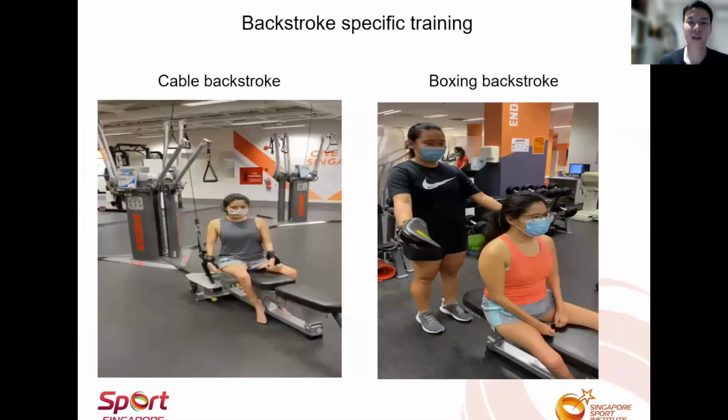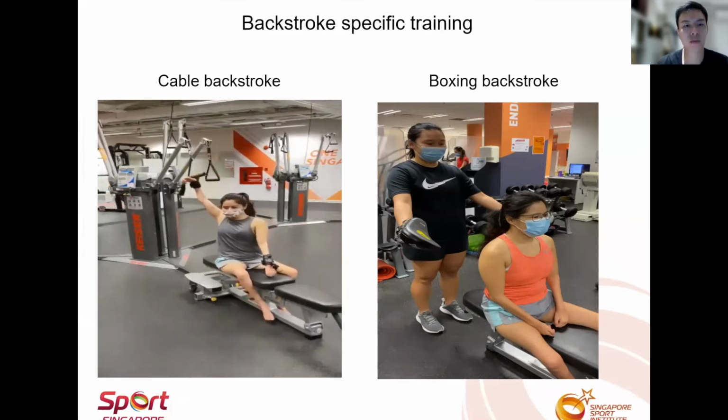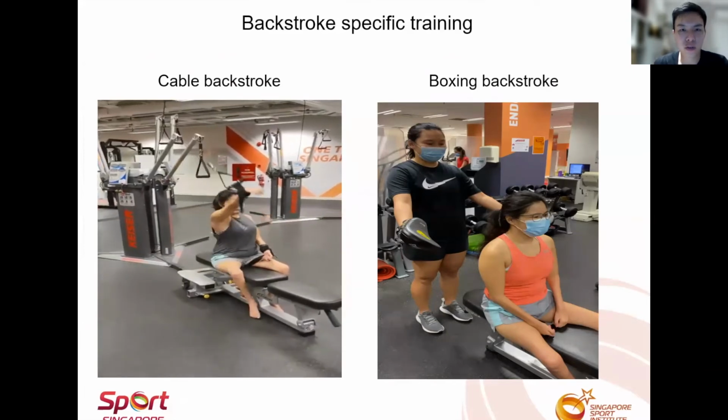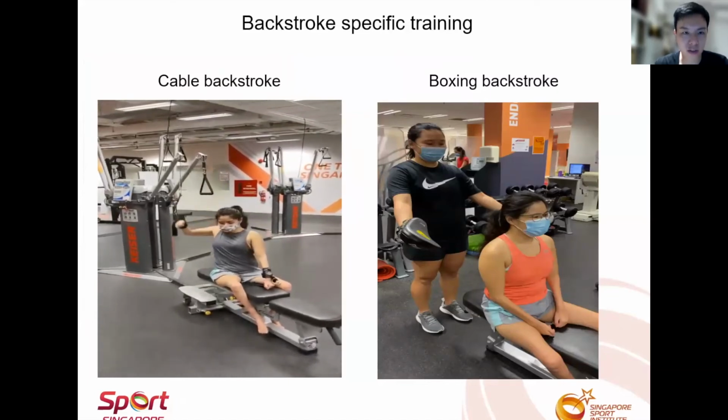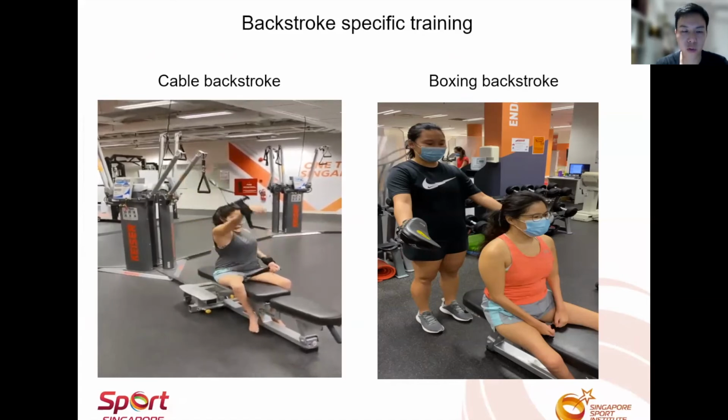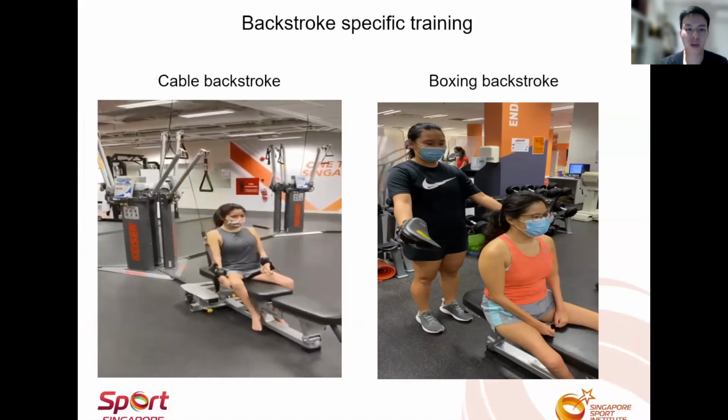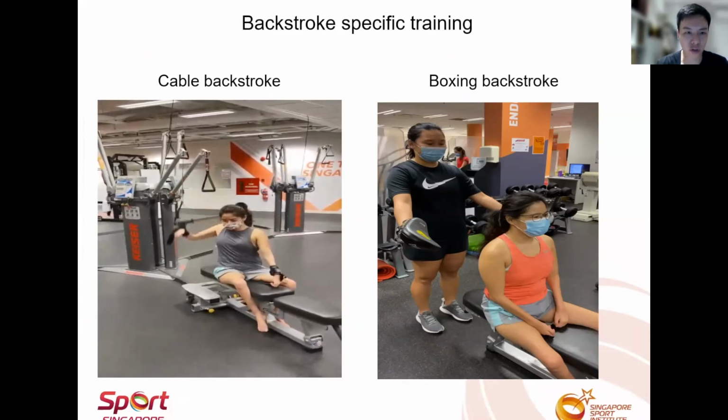Next up, we look at some specific training that she does that will mimic her backstroke. First one is a cable backstroke. For this specific training, it's not done throughout the season, and it's not, I would say, one of our staples. So we do pick and choose when she does this. The reason being, we don't want overuse injuries of her shoulders.